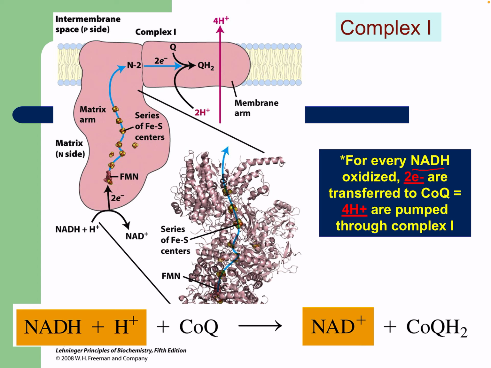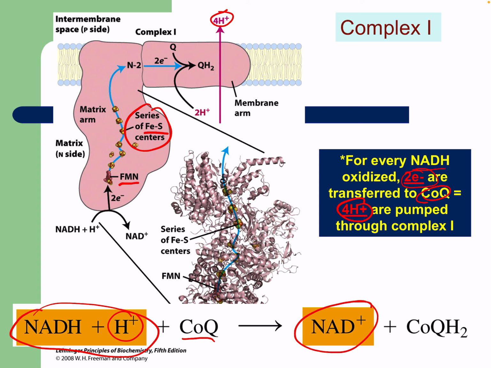So for every NADH oxidized, 2 electrons are transferred to coenzyme Q, and this equals 4 hydrogen ions pumped through the complex. So here we can see that. There's a series of proteins within these, such as our iron, but we'll talk about that later. So essentially, the formula is NADH plus a hydrogen ion plus coenzyme Q results in NAD plus and coenzyme QH2, and that causes the movement of 4 hydrogen ions.